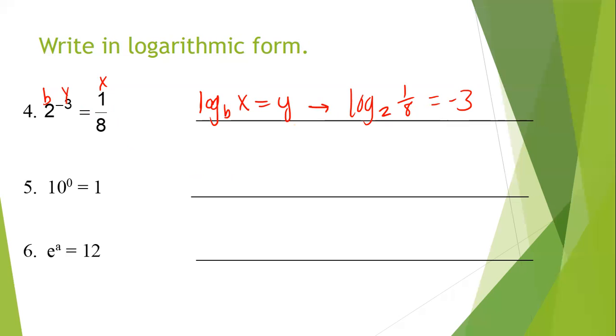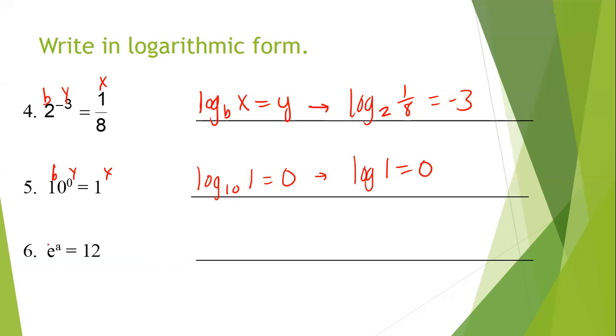Do we see it? All right, again, say "by to your x." So log base 10 of 1 equals 0. Now, log base 10 is redundant, so it's just log of 1 equals 0. And this is just saying 10 to the 0 power is 1, which is a true statement, because anything to the 0 power is 1.